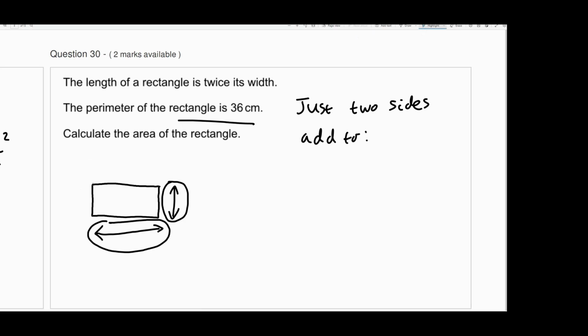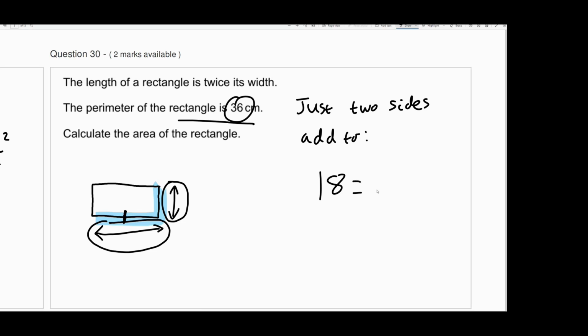So if we have a look at it, the full perimeter, which is what you get when you add up all four of the sides. So if I added up all four of those sides, you would end up with 36. If I only add up one of the longer sides and the other shorter side, I've only got halfway there. So those two sides will add up to 18, half of 36. So I need two numbers that add up to 18, where one of them is twice the other, okay?